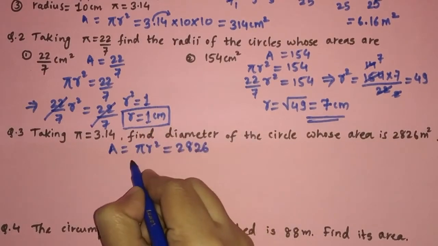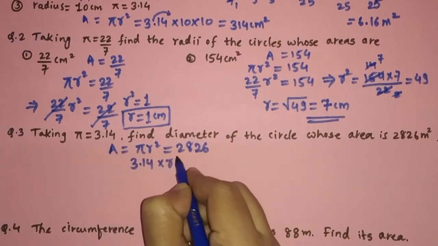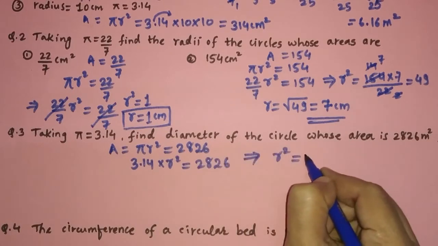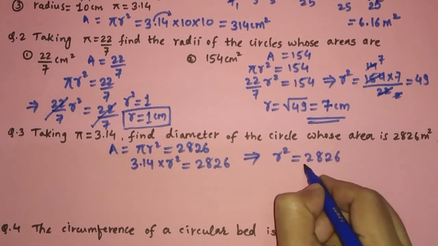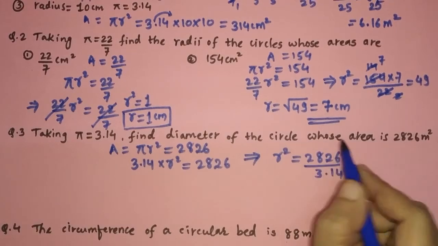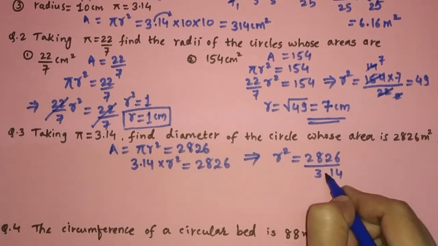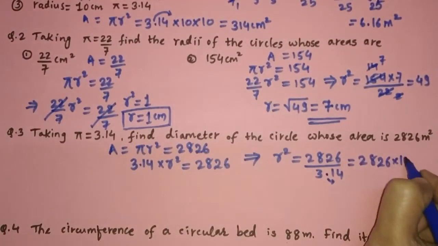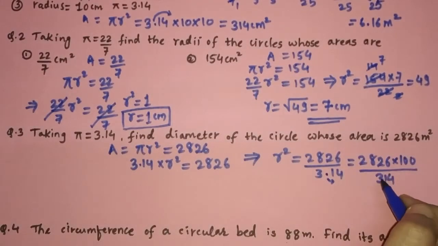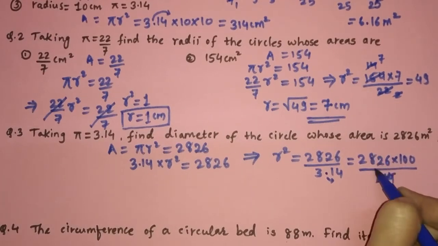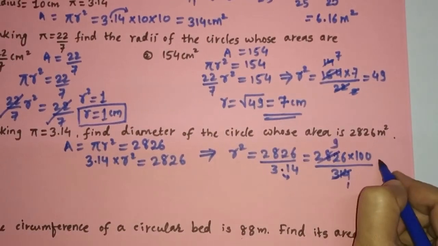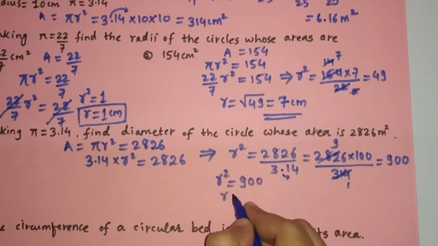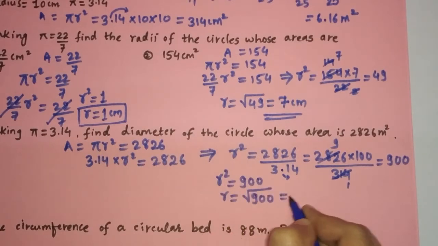Pi's value is given as 3.14 into r square, equal to 2826. So r square is equal to 2826 divided by 3.14. And if you simplify it, I'll remove these two zeros and this decimal, and I'll put 100 in the numerator. So if we cut it, it is 1 and it is going to be 9. So friends, we will get 900. And r square is 900. So r is equal to the square root of 900. We'll get 30 here.